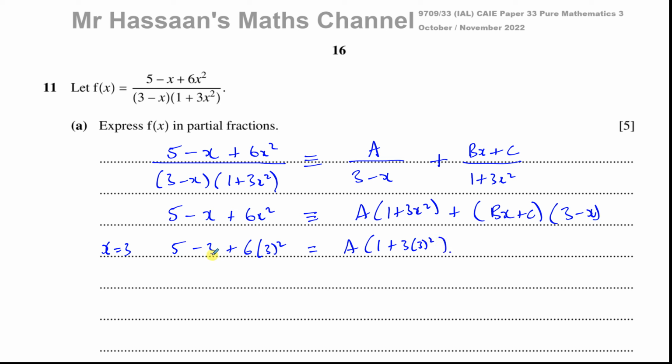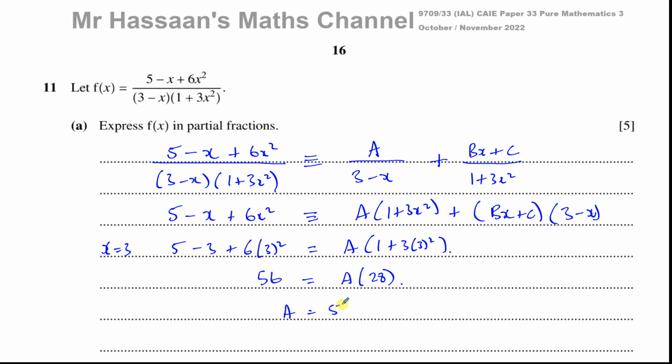Okay, so 5 minus 3 is 2. That's 2 plus 9 times 6, which is 54, so that's going to be 56. Right? That's 9 times 6, 54, plus 2. And here we have a times 3 squared, which is 9. 9 times 3 is 27, plus 1 is 28. So we have 28A equals 56.